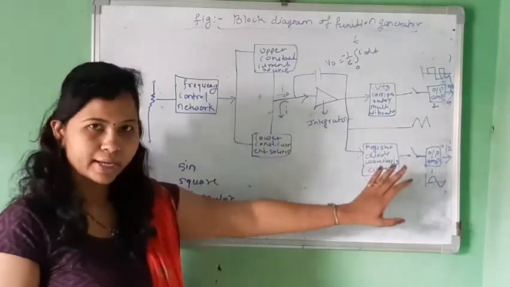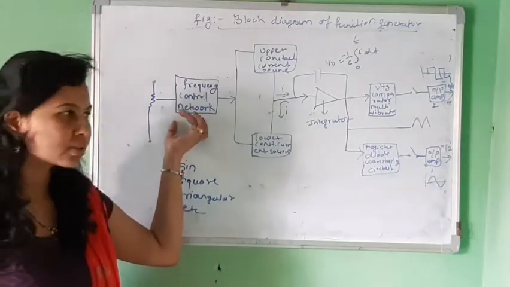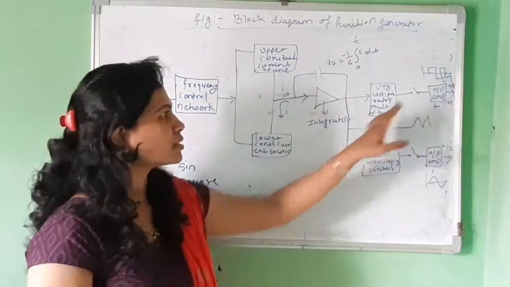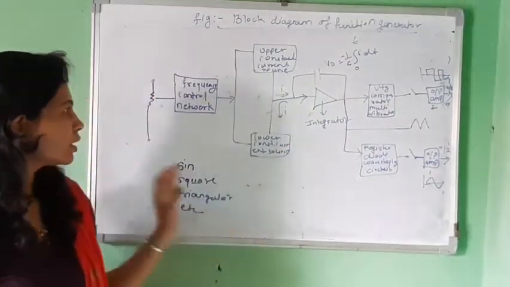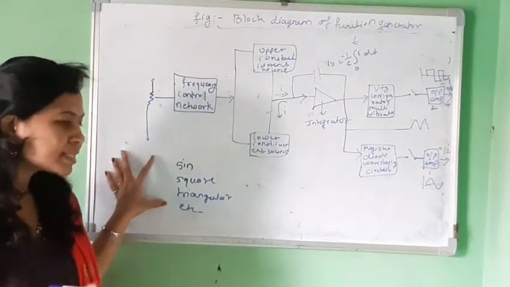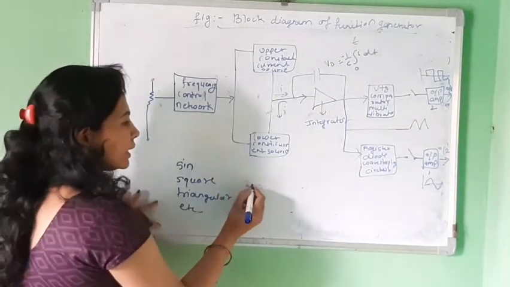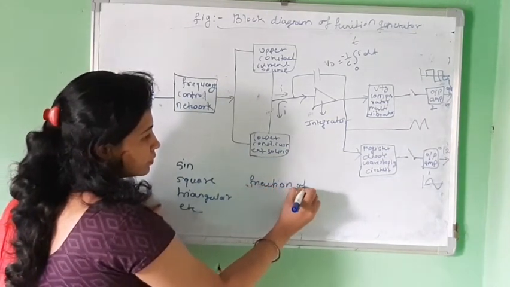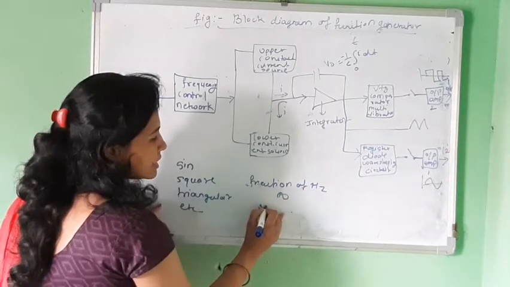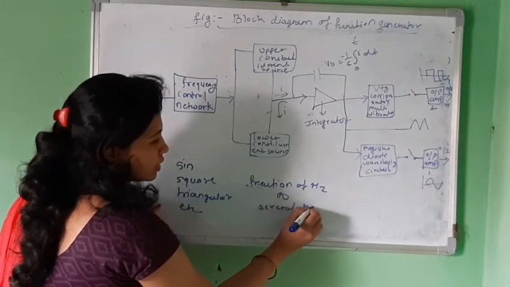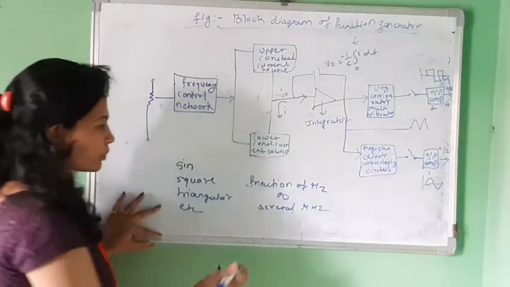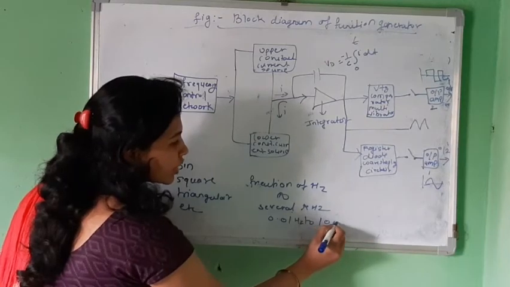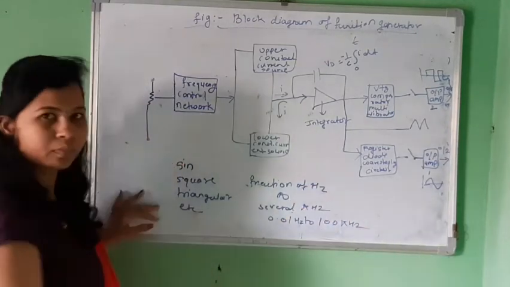This is the block diagram. There are a total of 8 blocks in this block diagram: first, second, third, fourth, fifth, sixth, seventh and eighth. So what is the frequency range of this function generator? It is from a fraction of hertz to several kilohertz. And what is the amount? It is 0.01 hertz to 100 kilohertz. Okay.